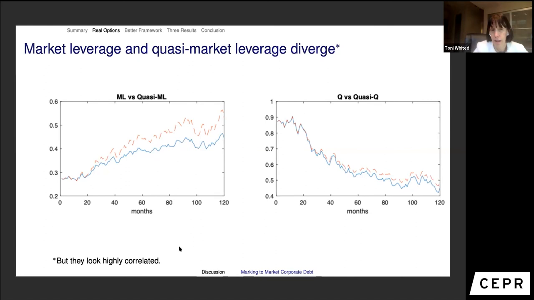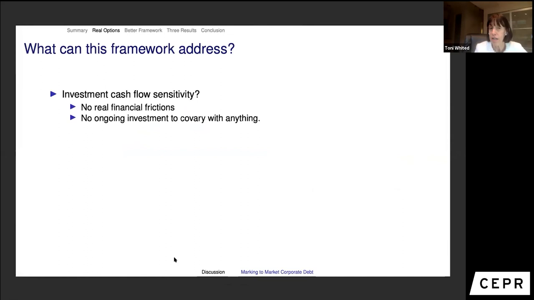So what can this framework address? Investment cash flow sensitivity? No, I don't think really, because there are no real financial frictions in the model. There are a bunch of deep pocket investors behind the firm. But more importantly, there's no ongoing investment to co-vary with anything. And so it's hard to think about a covariance in the model with a one-time investment option.